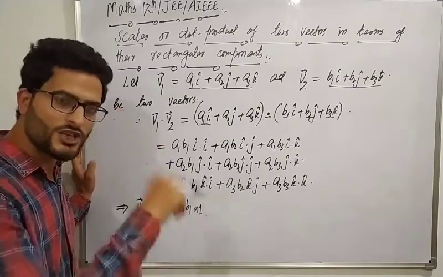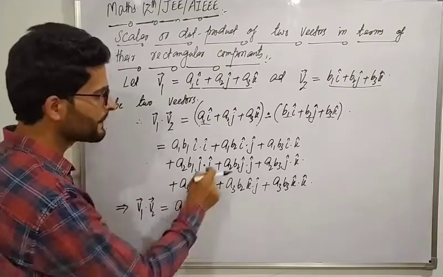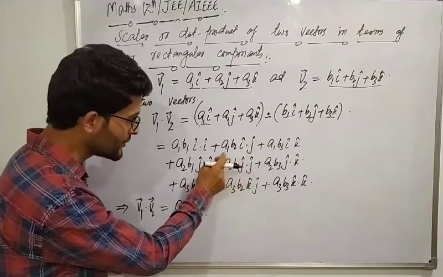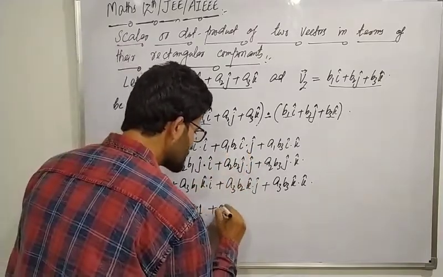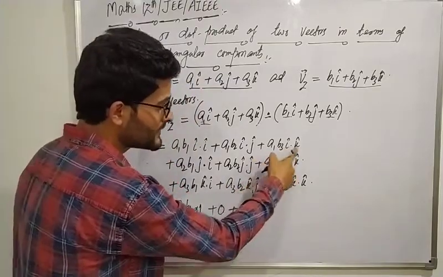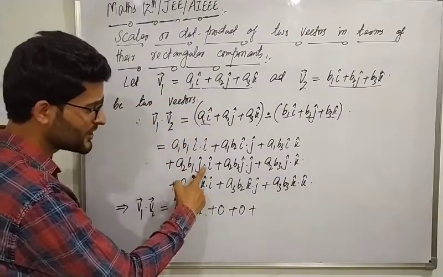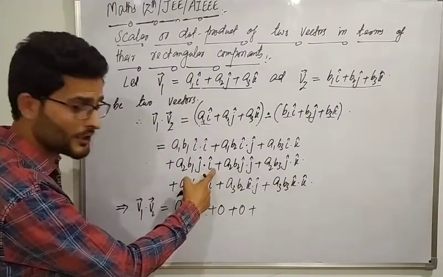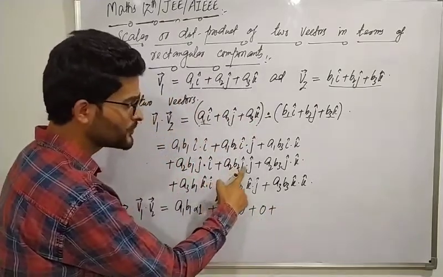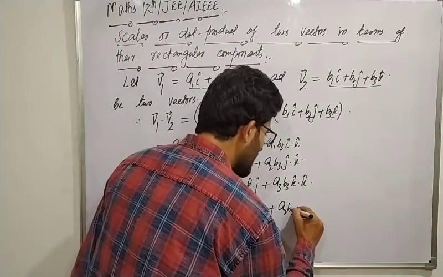के साथ करेंगे, जे को के साथ या के को जे के साथ करेंगे तो रिजल्ट हमेशा 0 आएगा। तो यहां पे a1 b2 i dot j का वैल्यू 0, 0 into anything is 0, plus 0 plus i dot k is again 0, so 0 into anything is again 0, plus a2 b1 j dot i is 0, into anything is again 0, plus a2 b2 j dot j, now j dot j is the dot product of a vector with itself, that is equal to 1.